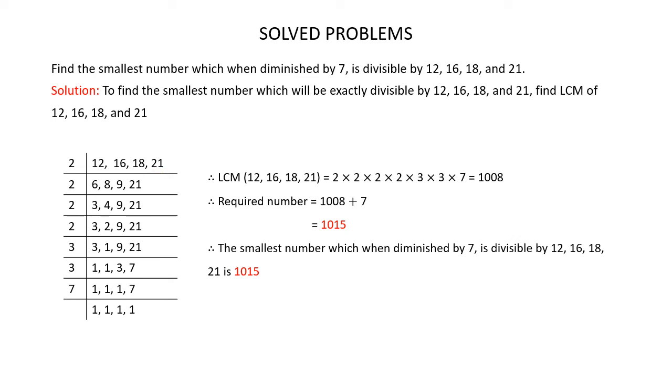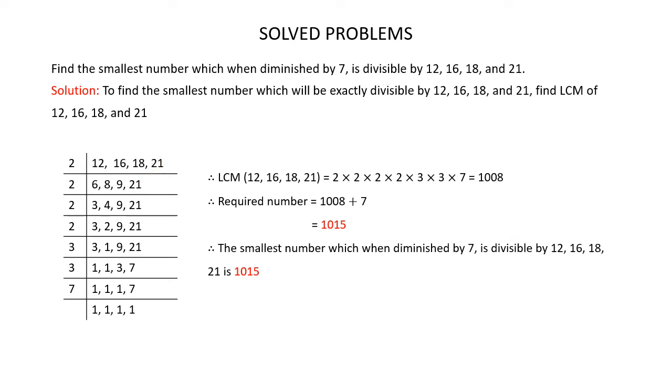Divide first by 2. 12 divided by 2 is 6, write 6 in the next row. 16 divided by 2 is 8, write 8 in the next row. 18 divided by 2 is 9, write 9 in the next row. And 21 is not divisible completely by 2, so write 21 as it is in the next row.